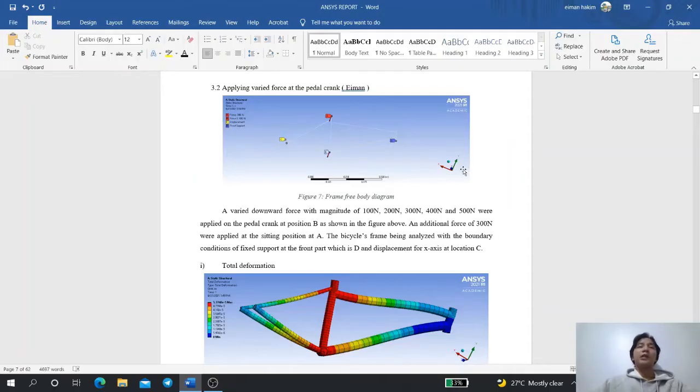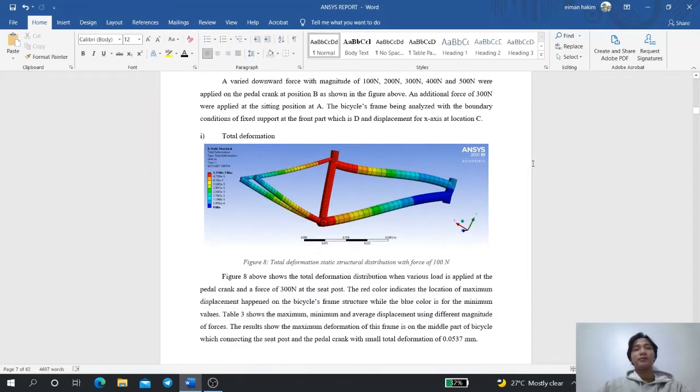Okay, for my part, I changed the varied force onto the pedal crank with different magnitudes of 100, 200, 300, 400 and 500 Newton at the pedal crank position B. The bicycle frame is analyzed with the boundary condition of fixed support at the front part and displacement for the x-axis at the back part.